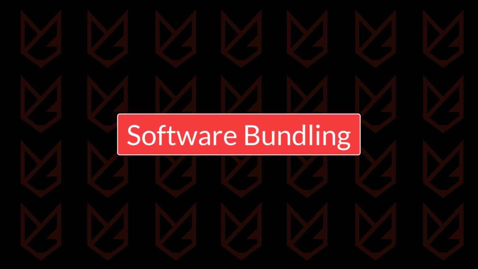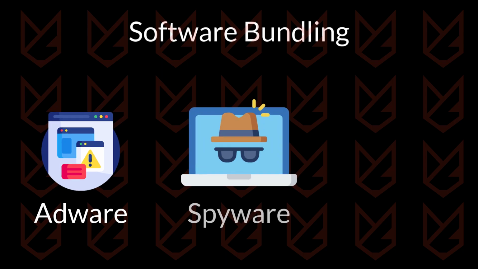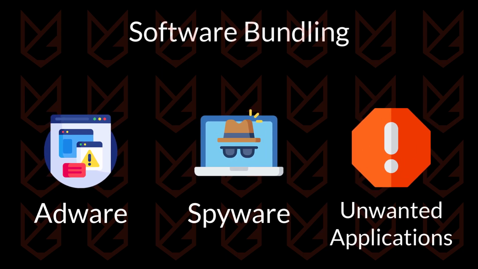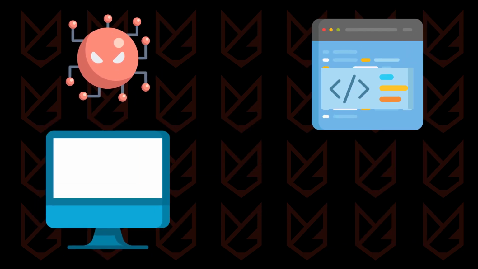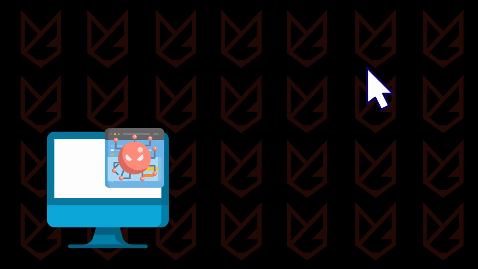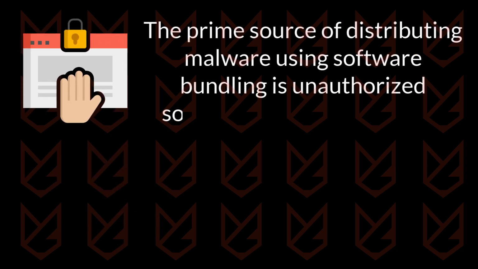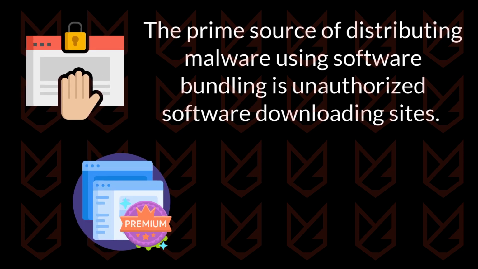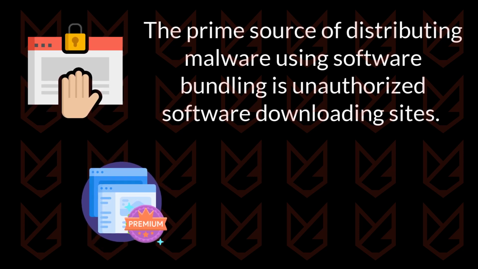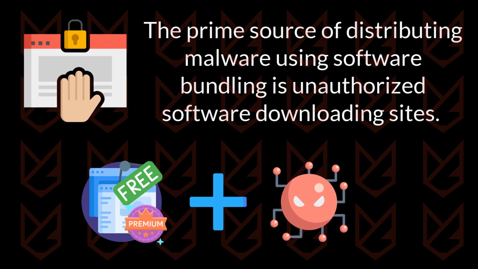Software bundling. Cybercriminals use software bundling to spread adware, spyware, and unwanted applications. They alter the code of the helpful program and bundle the malware. When you download and install such applications, you also install the malware. The prime source of distributing malware using software bundling is unauthorized software downloading sites. These sites provide premium software free of cost by cracking them, but bundle the malware, so you should only download the software from trusted and official websites.